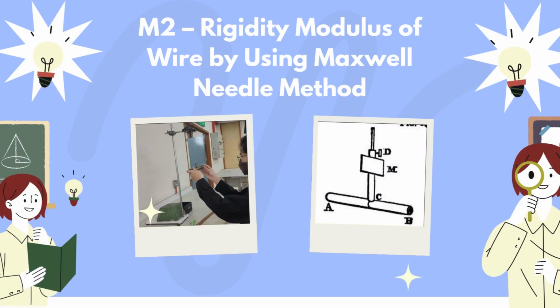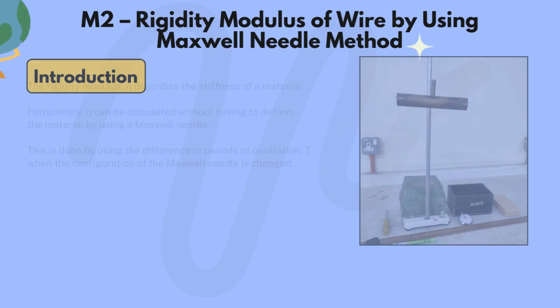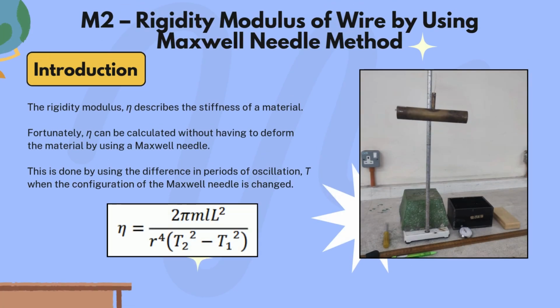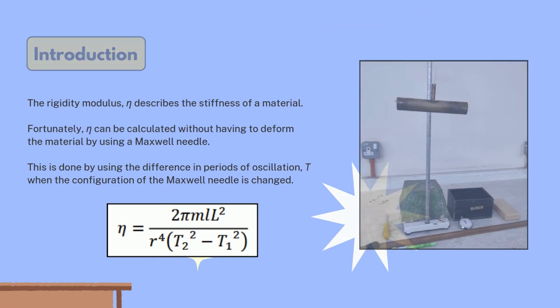The last experiment is N2, rigidity modulus of wire by using the Maxwell needle method. The rigidity modulus describes the stiffness of a material. Fortunately, without having to bend the material, we can actually find the rigidity modulus by using a Maxwell needle. This is done by using the difference in periods of oscillation, T, when the configuration of the Maxwell needle is changed, as shown below in the equation.